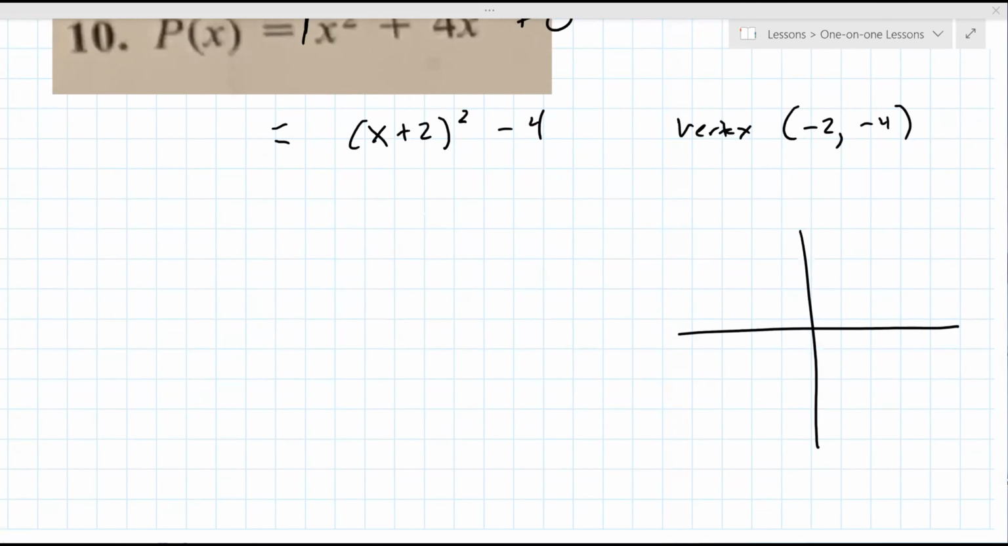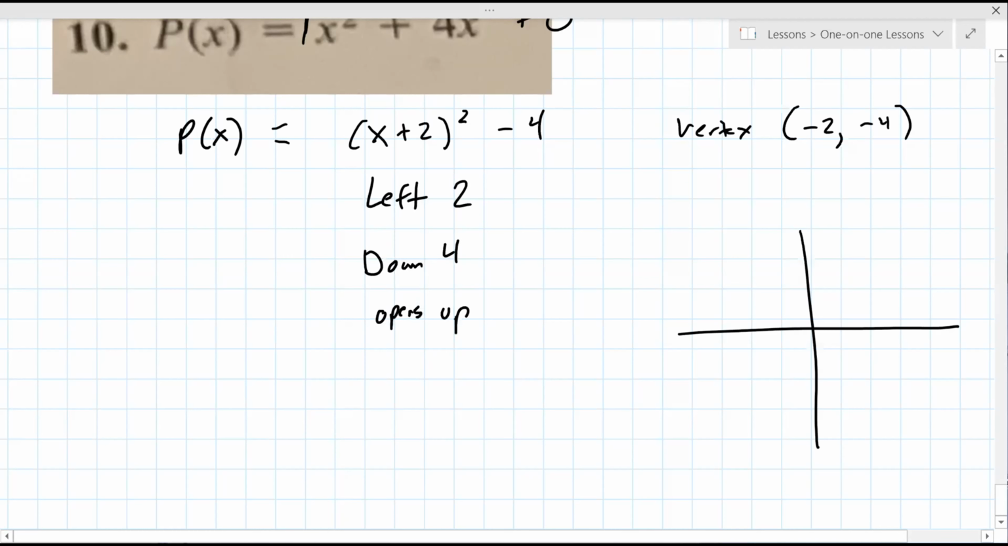All right, so vertex (-2, -4), and the equation should be P of x equals (x plus 2) squared minus 4. Good. Is that true? Yep, you got it. So it's left 2, down 4. It still opens up because A is positive. Yeah, there's no reason to reflect it. And then it looks something like that.